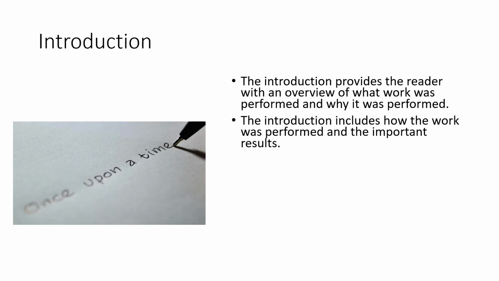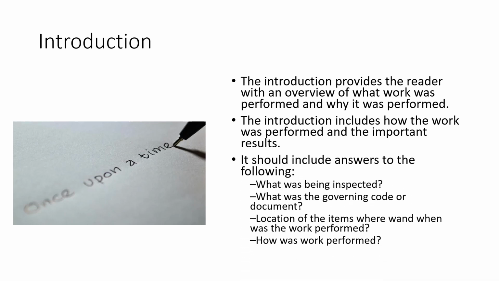It should include what was being inspected, if we're writing an inspection report. What's the governing code or document? AWS D1.1, ASME B31.3. The location of the items, and where and when the work was performed. When did I inspect this? Well, it was on cooling tower number 7. I did it last Thursday.